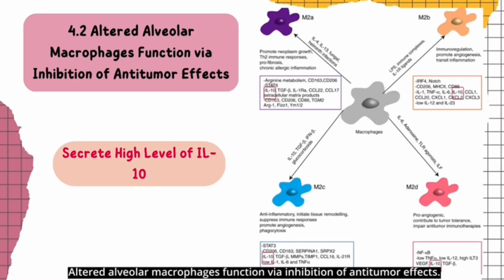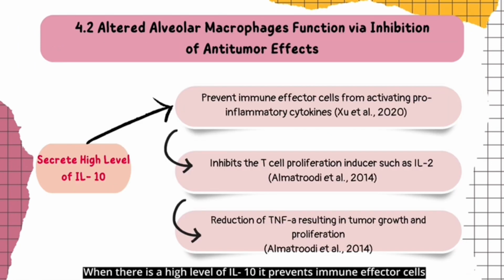Altered alveolar macrophage function via inhibition of anti-tumor effect. It inhibits anti-tumor effect by secreting interleukin-10. When there is a high level of interleukin-10, it prevents immune effector cells from activating pro-inflammatory cytokines. For example, it will inhibit the T-cell proliferation inducer interleukin-2. The function of interleukin-2 is to activate proliferation of lymphocytes with capacity to mediate tumor cytotoxicity.